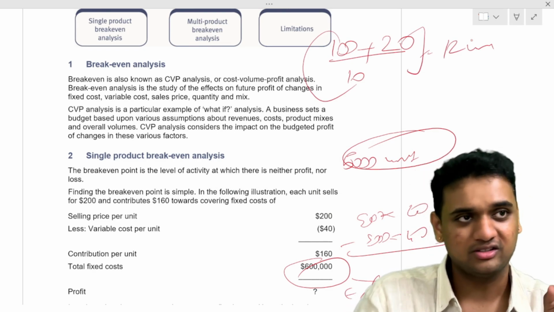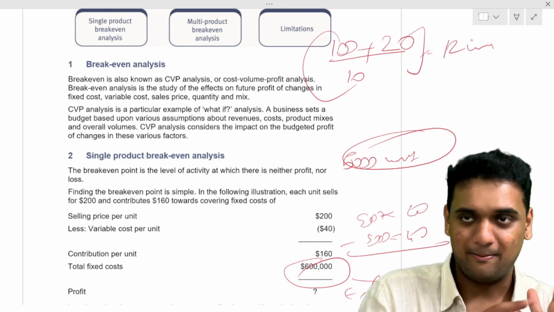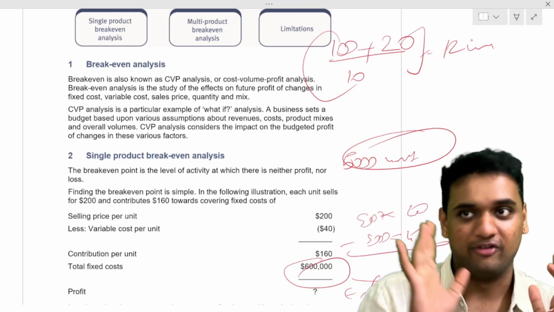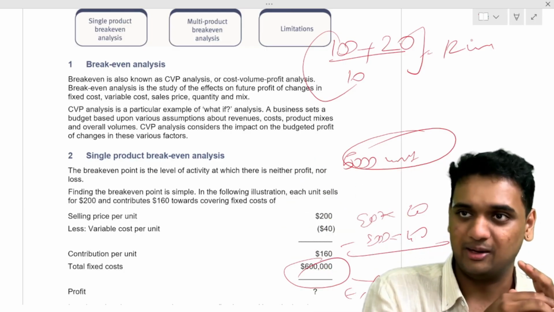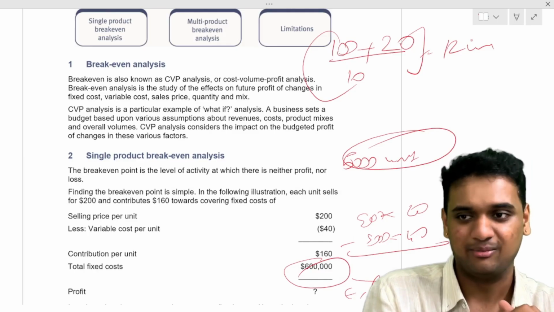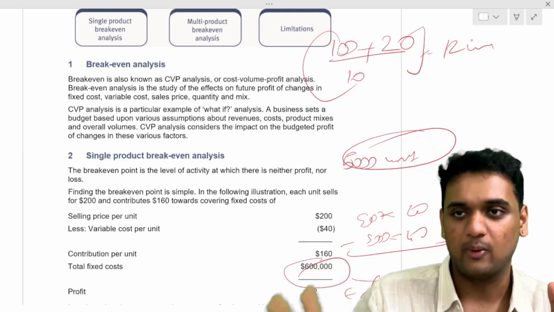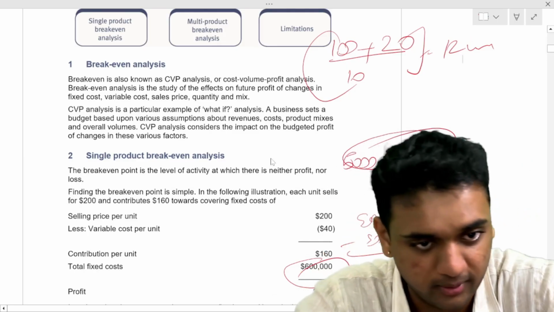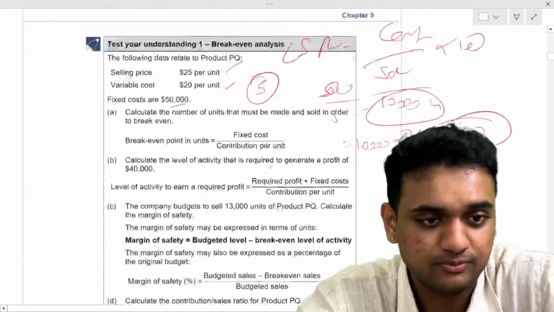What is the formula for this? Fixed cost plus required profit, whatever my mom is asking, divided by contribution per unit. So if required profit is asked in the exam, the formula is fixed cost plus required profit divided by contribution per unit. Understood all of you?